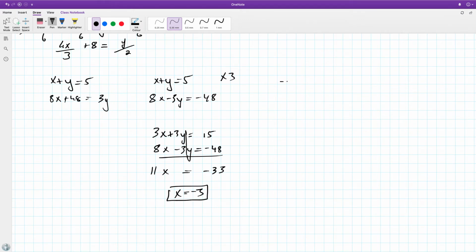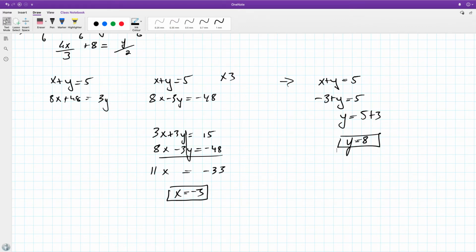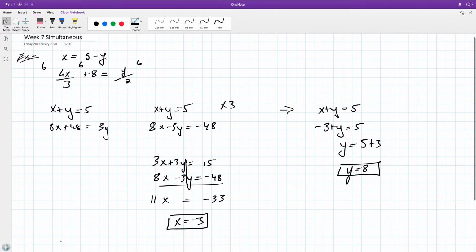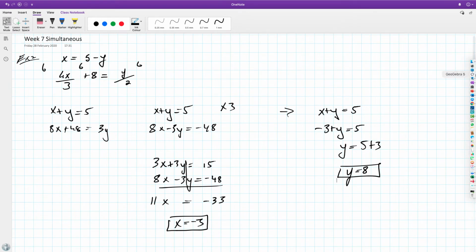So back into your top line. X plus y is equal to 5. Minus 3 plus y is equal to 5. Y is equal to 5 plus 3. Y is equal to 8. Give me a show of hands, please. So, minus 3 and 8. Right, perfect. That's the end of the junior cert ones.